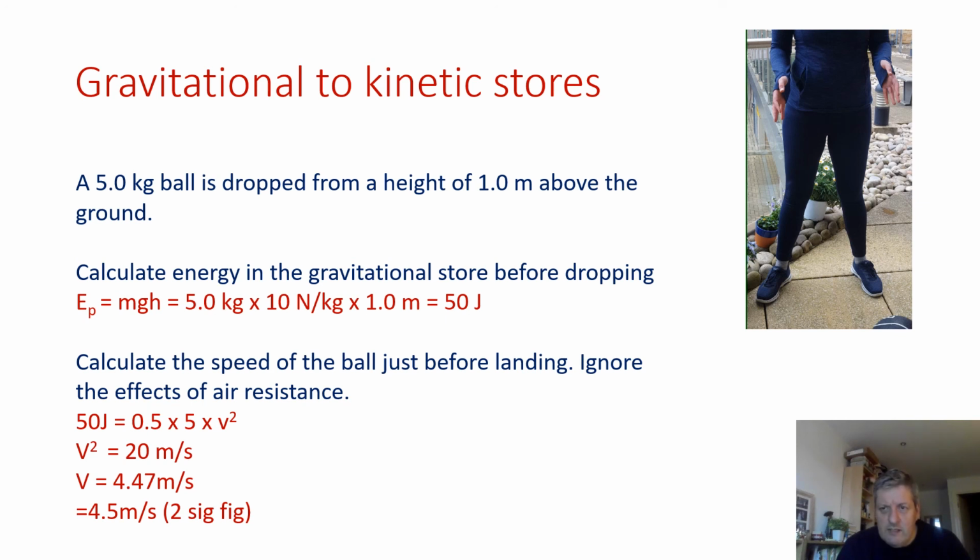So we can then use the kinetic equation, similarly to the elastic store example. We can say 50 joules is equal to half times the mass times the speed squared, half times 5 times velocity squared. We don't know the speed, that's what we're trying to find. v squared equals 20, so v equals 4.47 meters per second, or 4.5 to two significant figures.